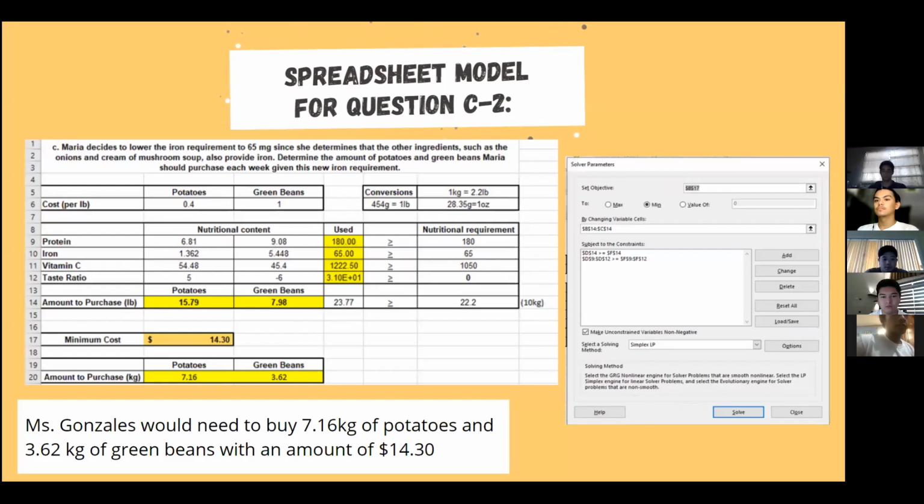This slide shows the same question, but a different taste ratio for potatoes and green beans, which was changed to a 5:6 ratio. The results are the same since the quantity being produced isn't greatly affected by the ratio that was utilized to produce a casserole dish.